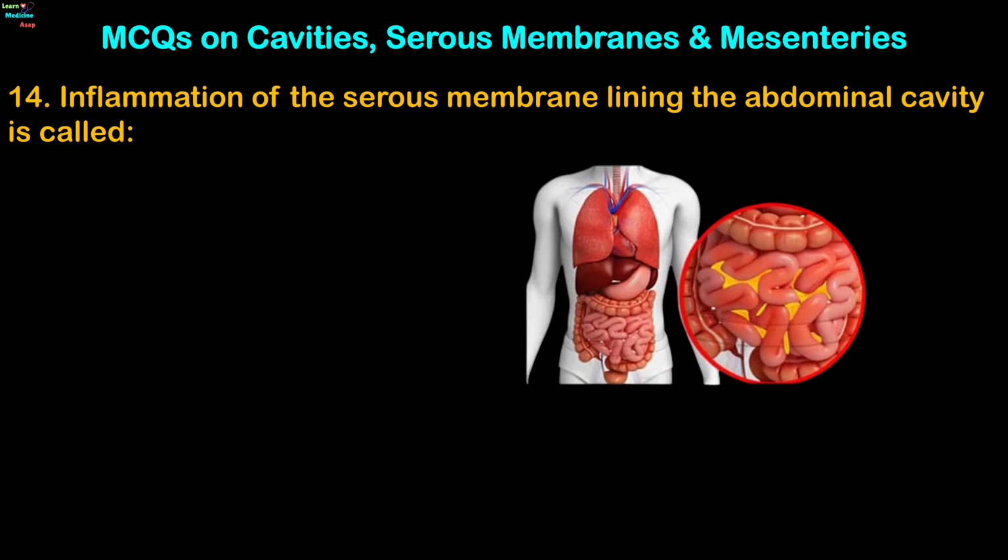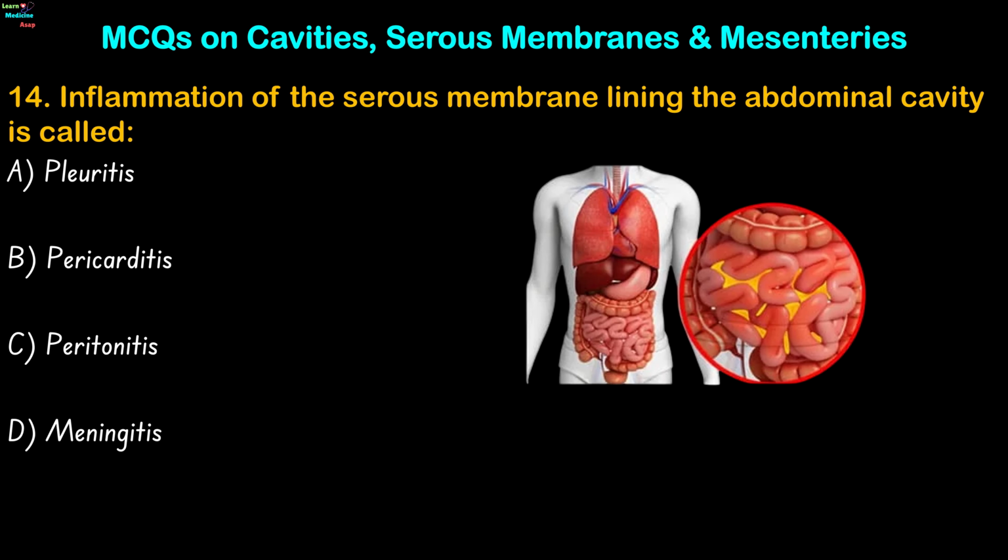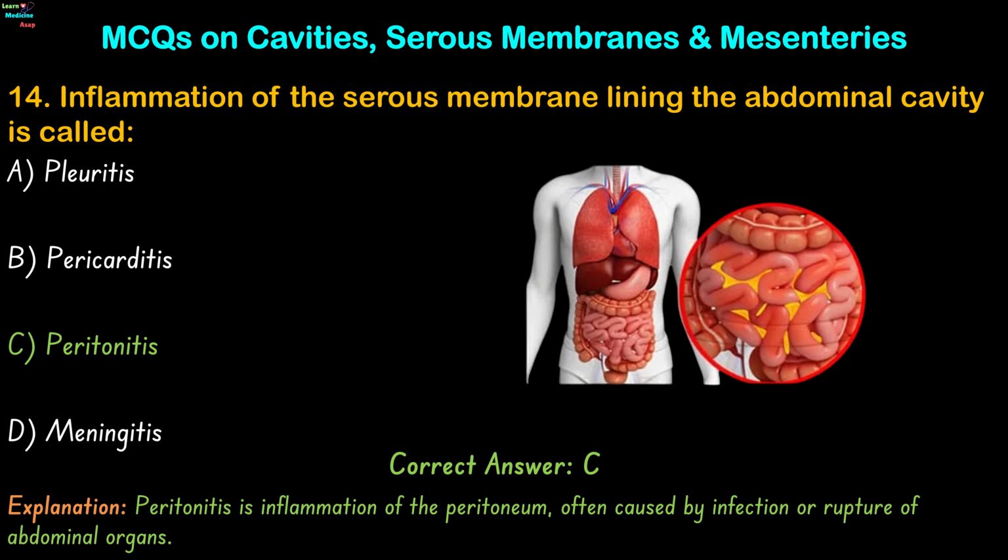Question 14. Inflammation of the serous membrane lining the abdominal cavity is called pleuritis, pericarditis, peritonitis, or meningitis? The correct answer is option C. Peritonitis is inflammation of the peritoneum, often caused by infection or rupture of abdominal organs.